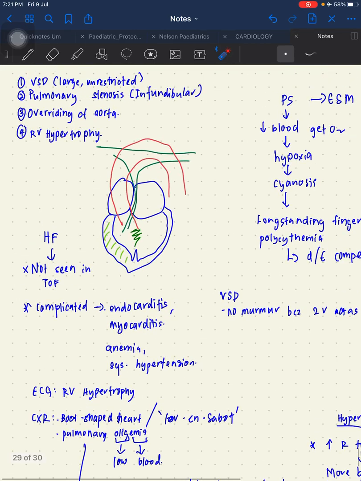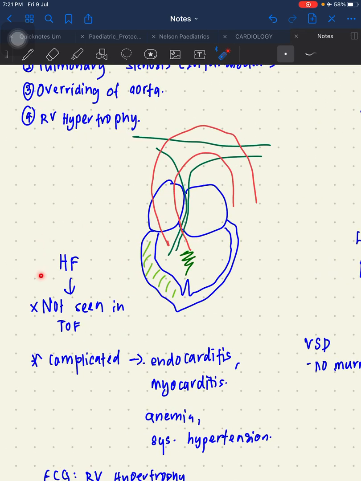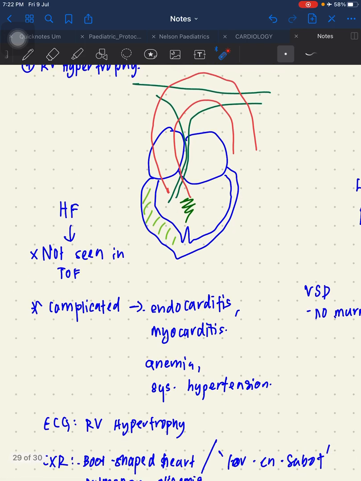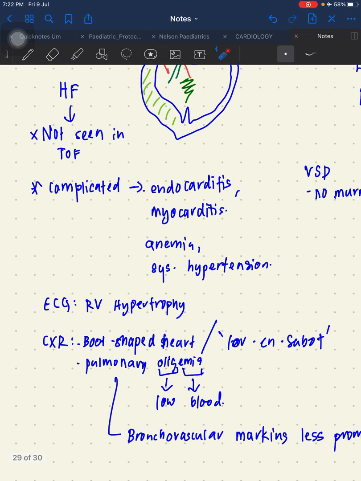In tetralogy of Fallot, we do not see heart failure, as it is not a feature. However, if the tetralogy of Fallot is complicated by infective endocarditis, myocarditis, anemia or systemic hypertension, they tend to have heart failure.